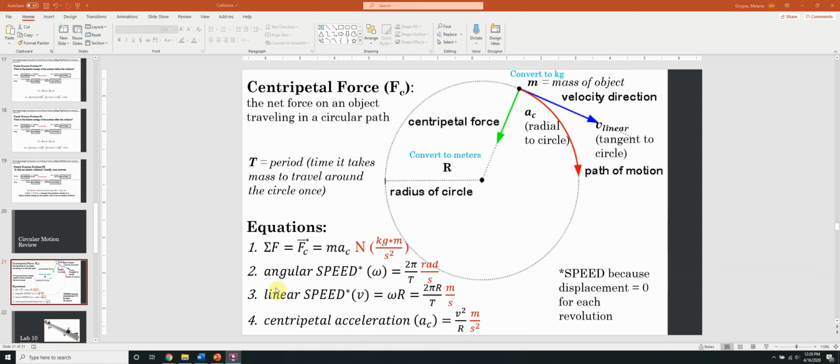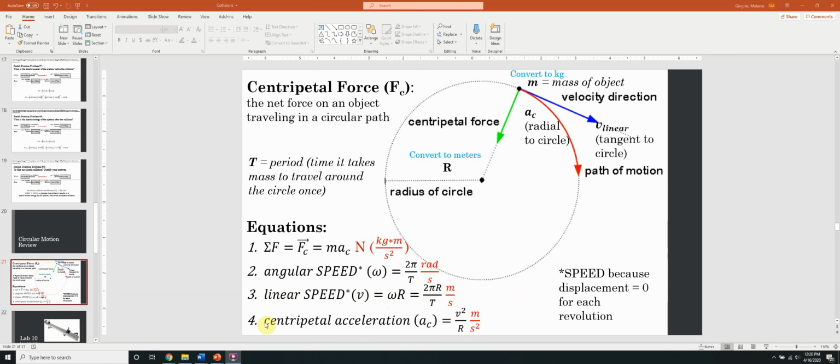Now for angular speed, which is typically represented as omega, this little w here, that's going to be 2 pi over the period, and the units are radians per second. Linear speed, typically depicted with a lowercase v. This is going to be omega times r, or if you want to write the whole thing out, it would be 2 pi r over the period, and the units, as speed units typically are, are meters per second.